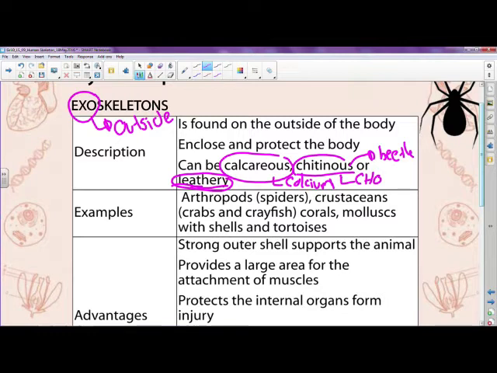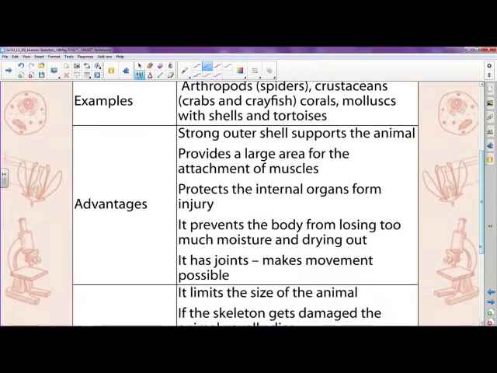Okay, now what's good about having a skeleton on your outside? You've got a shell. So you can imagine, if you are a turtle, your shell is going to protect you more and it supports you. Now, if we look at these little guys, they move a lot. So if they move a lot, very often we can attach muscles to those hard parts. Also, when you have something hard, we have protection. All the internal organs are prevented from any kind of injury.